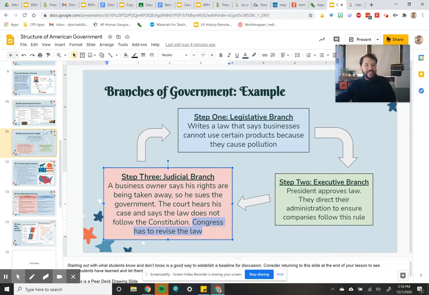Okay, folks, and that's the basics about our structure. We're going to get more into the party system at a later date. That's another really important part of all of this, but that'll be tomorrow.